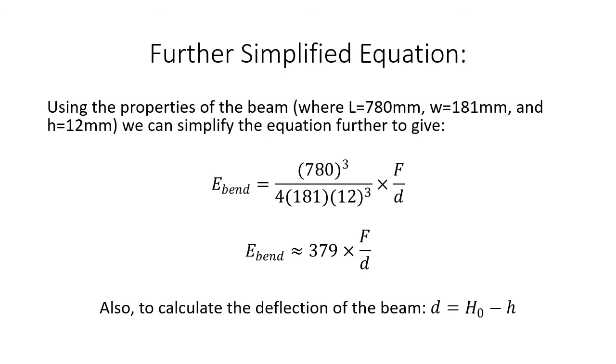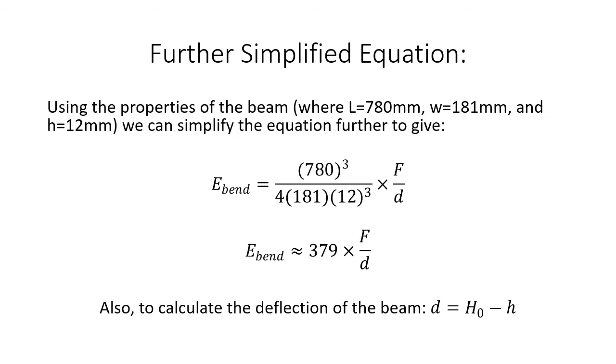And to make the calculations easier on ourselves, we further simplified the equation. We used the properties of the beam, being L is equal to 780 millimeters, W is equal to 181 millimeters, and H is equal to 12 millimeters. And what that gave when we substituted it in is E bend is approximately equal to 379 times F over D. We use 3 significant figures in this experiment as standard practice.